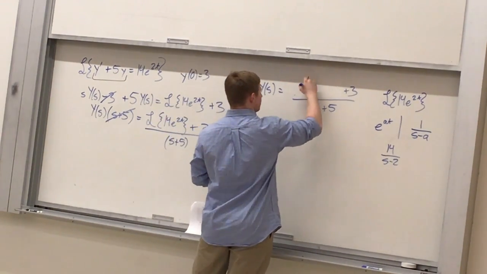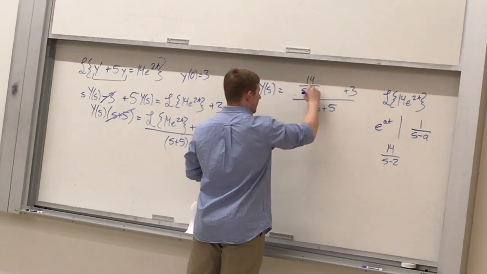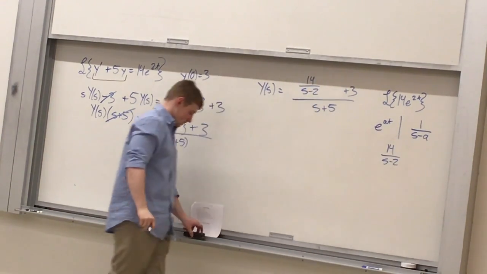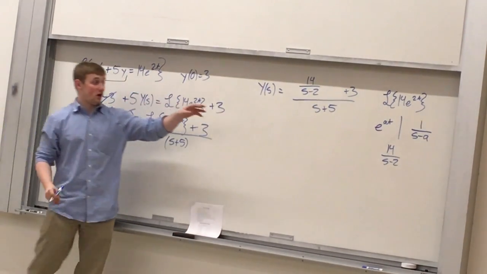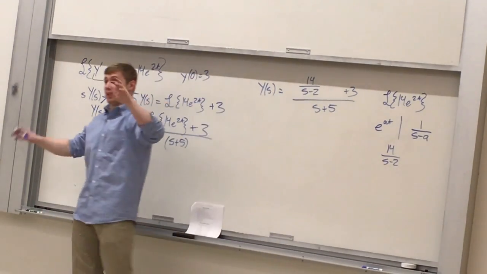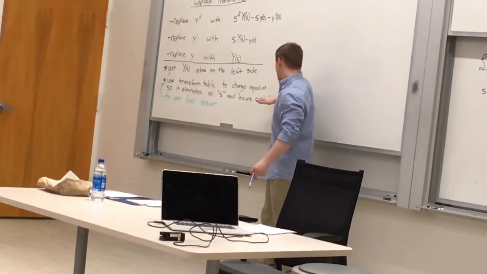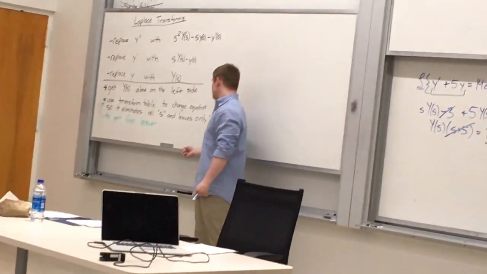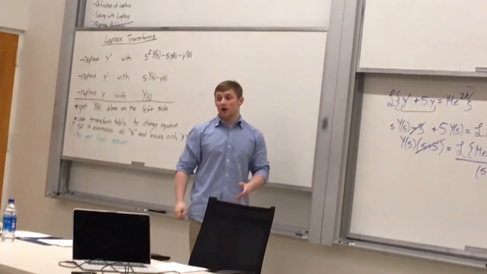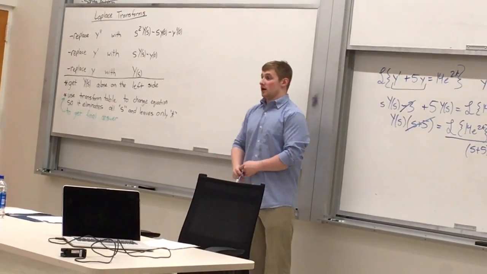So we have 14 over s minus 2. So now I have all s's. I don't have any t's left, which is good. I have my y of s on the left side. So now I can use the transform table to change the equation so that way all the s's go to t's. But now I found another problem.